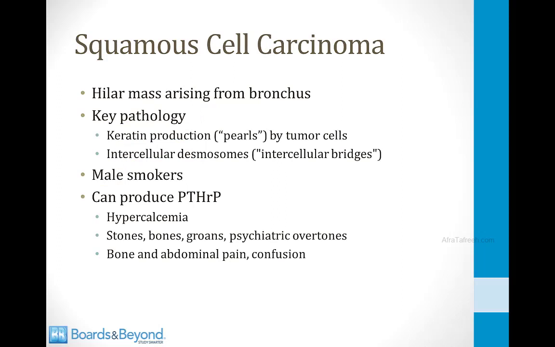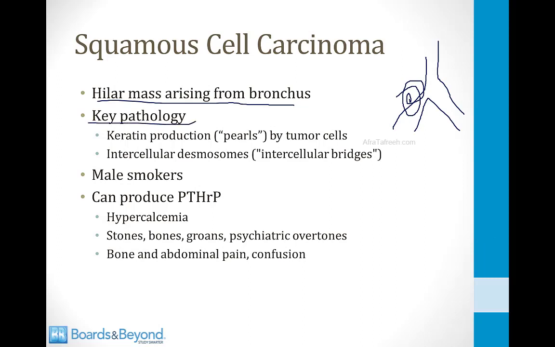This is commonly going to occur as a hilar mass arising from the bronchus. So recall that the hilum is where the trachea branches into the 2 main stem bronchi and enters the right and left lungs. So squamous cell carcinoma is going to be a mass near the center of the chest, right near that bronchus. Some key pathology to know about is that these tumors produce keratin, so they have keratin pearls when you look at them under the microscope. Also under the microscope, you can see what are called intracellular bridges. These are little desmosomes between the different cancer cells.